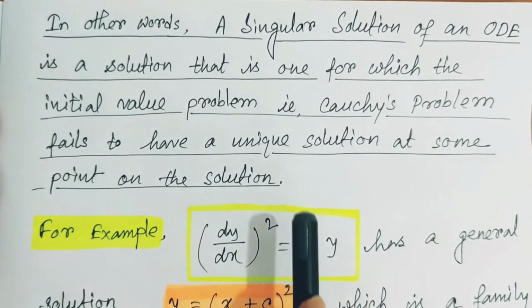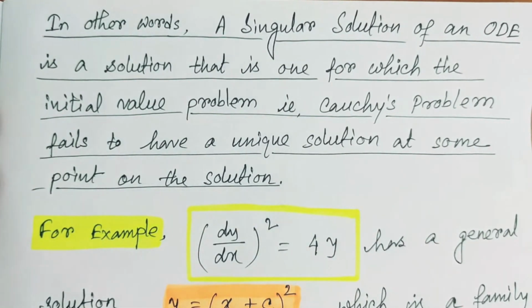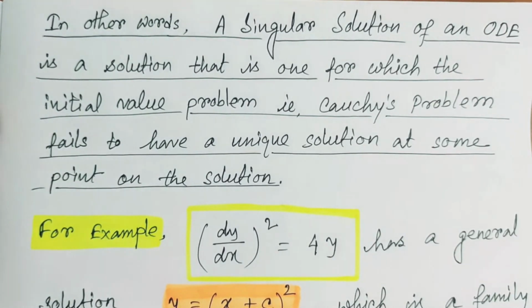So what is the definition? A singular solution of an ordinary differential equation is a solution for which the initial value problem, that is the Cauchy problem, fails to have a unique solution at some point on the solution.